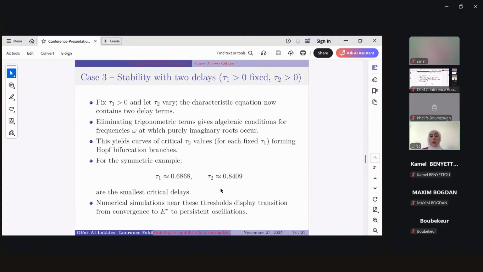In case 3, stability with 2 delays, tau1 and tau2 are greater than 0, where tau1 is greater than 0 but fixed. With 2 delays, Hopf branches emerge, and we define thresholds for oscillations. The smallest critical delays mark transitions from stability to periodic behavior.